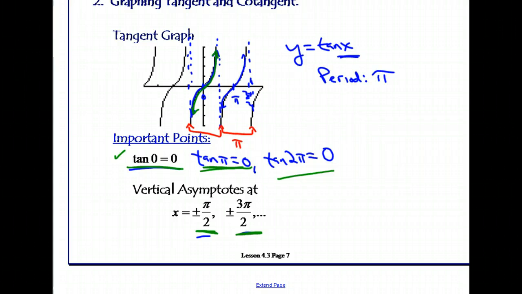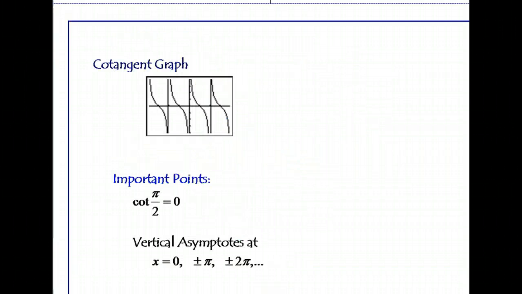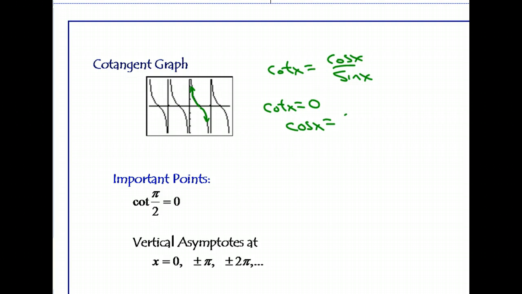All right, let's come take a look at cotangent graph. Look at this, guys. Down to the right, up to the left. So it's kind of switched of our tangent graph. And let's think about our cotangent. Cotangent is going to be cosine over sine. Where would our cotangent graph be 0? So cotangent x, where would that equal 0? The same place, the top of the fraction, the numerator equals 0. Where the cosine is 0. Where's the cosine 0? Pi halves, 3 pi halves.